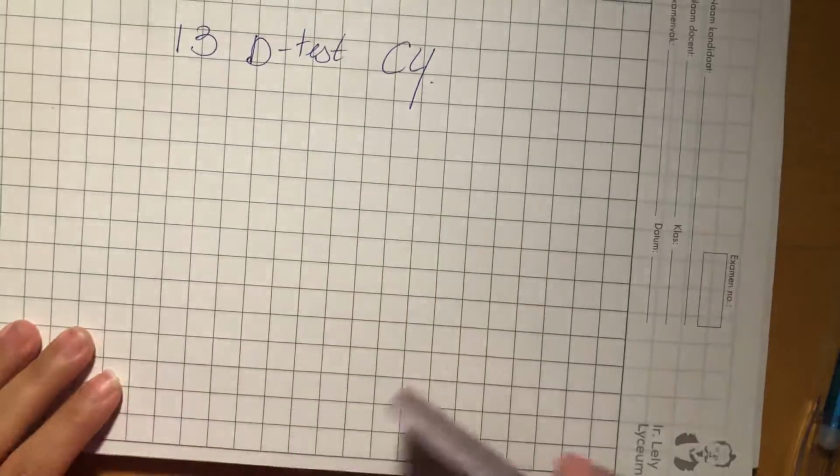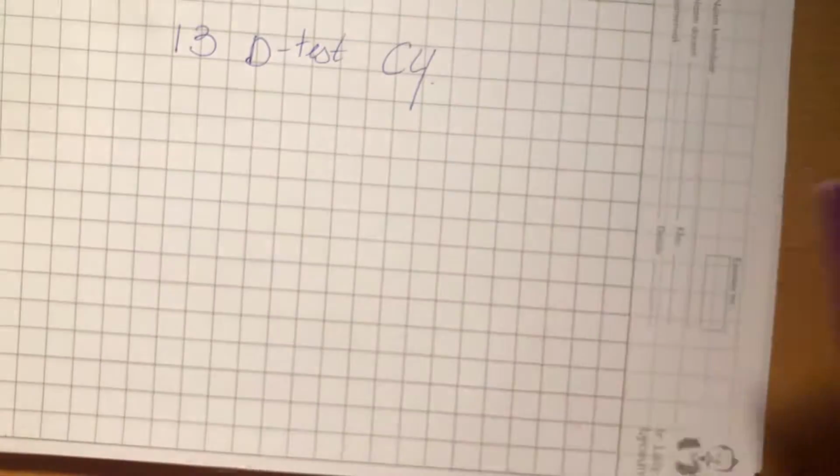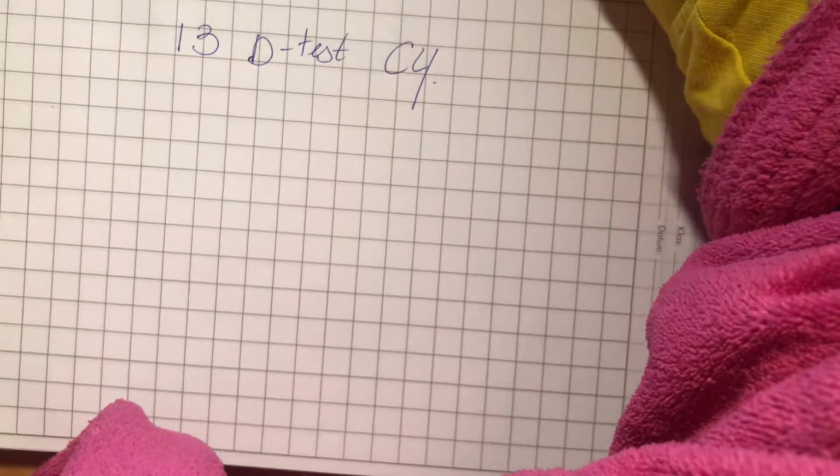Okay, in this video, I will explain exercise 13. I do not have a ruler, but I do show you how to improvise with this school pass. All right.